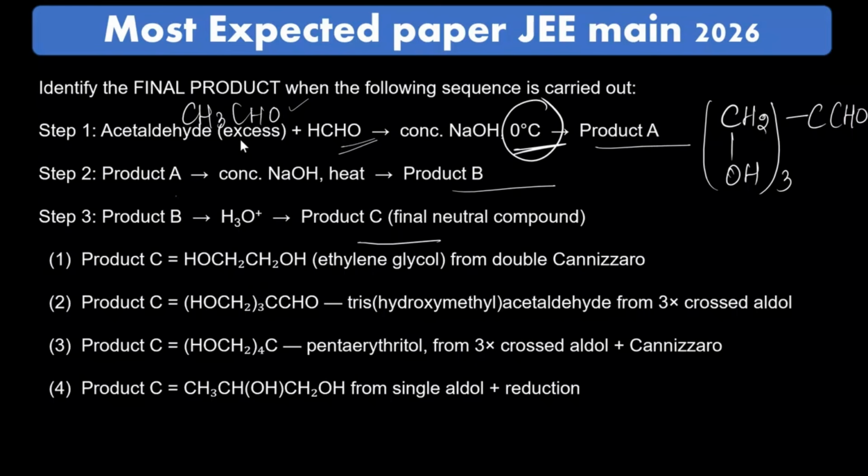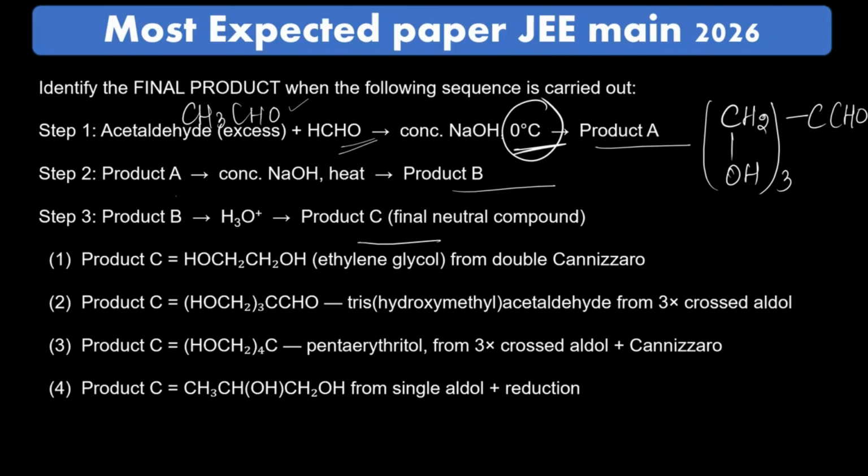So that is the Cannizzaro reaction. Look at the product A. I don't have any alpha hydrogen. That with NaOH is giving us product B. Cannizzaro will give you two products, right? It will give you alcohol as well as the carboxylate. And look at step 3. B with H3O plus gives a product that is a final neutral compound. If it is forming a neutral compound over there, what must be B?